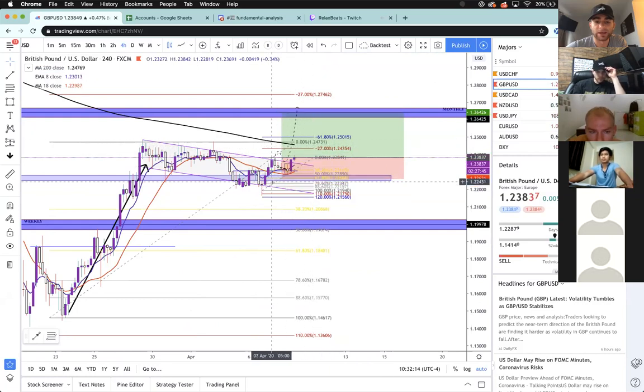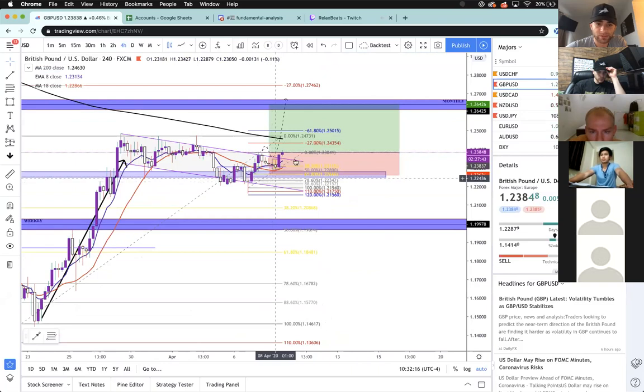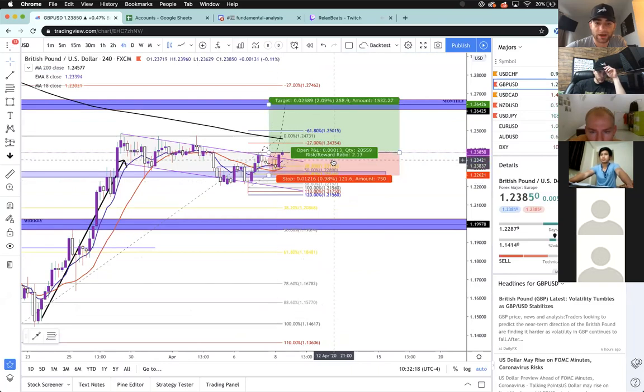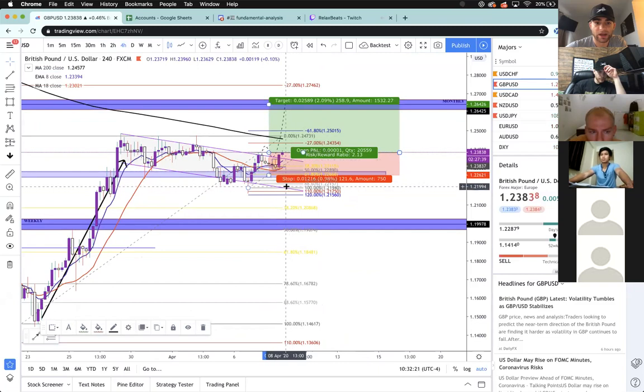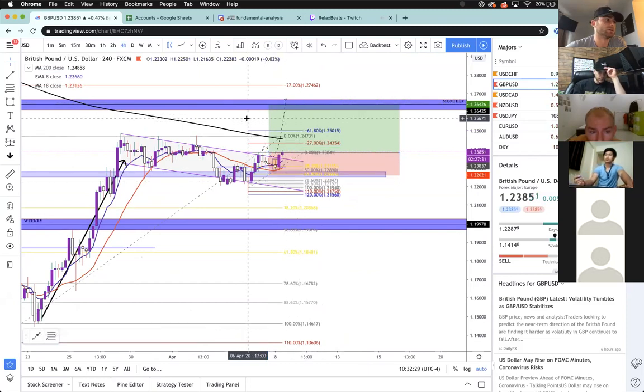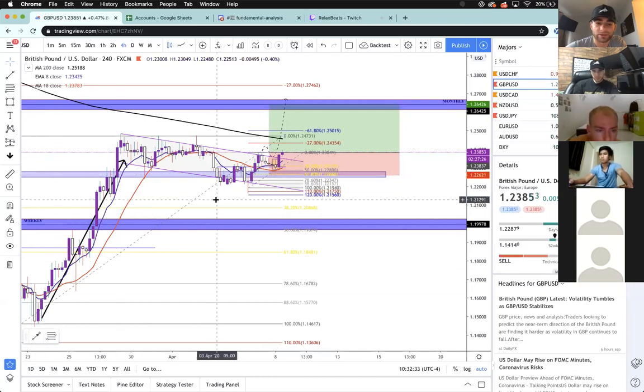And yeah, we'll take a look. We'll see what's going on. Again, if you do want to enter now, this is your stop. This is your stop, 120 pips. This is your target up here, 250 pips. So that is sort of the position if you were to enter right now.